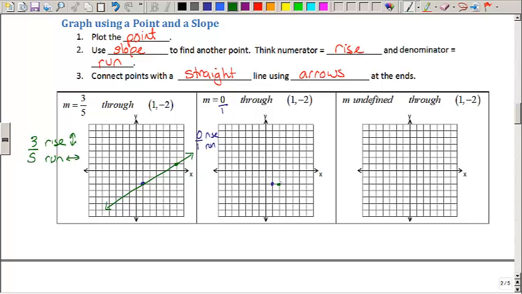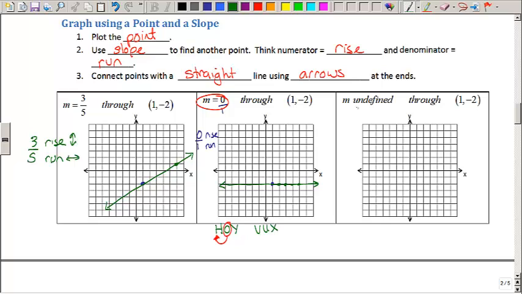You're welcome to repeat this process. If I go up and down nothing and run 1, I can keep going and get a lot of points. Connect them with a straight line using your arrows. Another way of thinking about this is using your HOY VUXT. I know that I have a 0 slope. Because I have a 0 slope, that tells me that I have a horizontal line. So all I really had to do was plot my point and then draw a horizontal line through it.